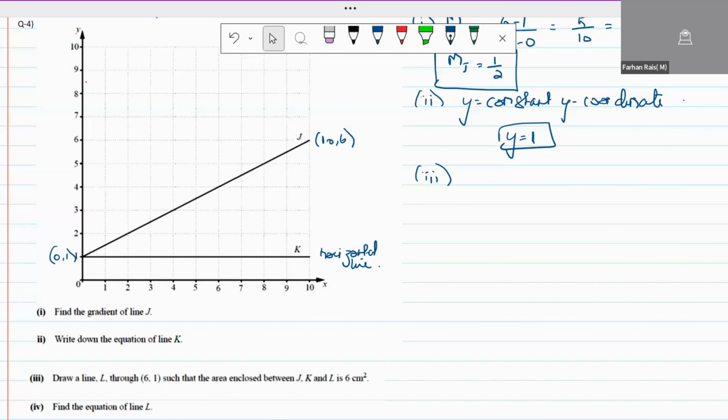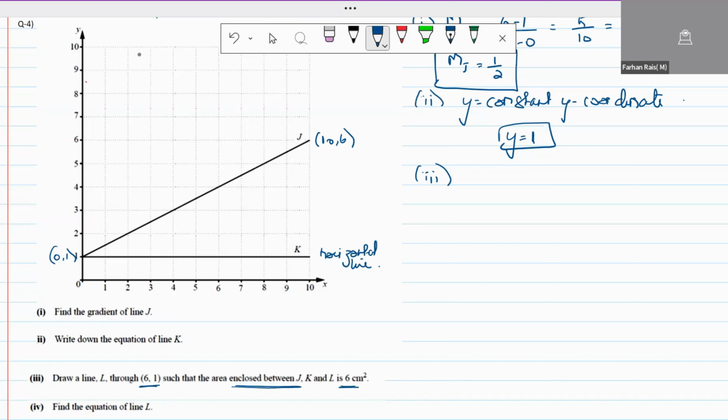In the third part, we have to draw a line passing through 6, 1 such that the area enclosed between J, K, and L is 6. So they're talking about the enclosed area, and this line also needs to pass through 6 comma 1. So we have to satisfy these three conditions.